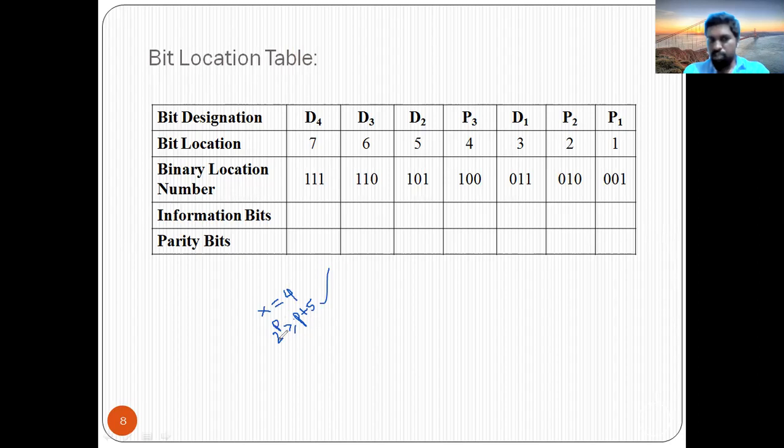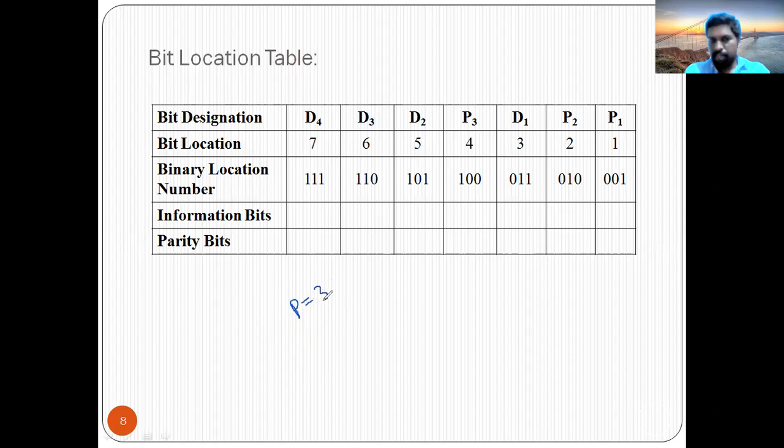P equal to 2, in the sense 2 square is 4, 4 greater than or equal to 7? No. Take p equal to 3. You will get 2 power 3 is 8, greater than or equal to 5 plus 3, also 8. So see here, 8 equal to 8. Yeah, it is satisfying. So under the value of p equal to 3, your condition is satisfied. So the value of p is equal to 3.